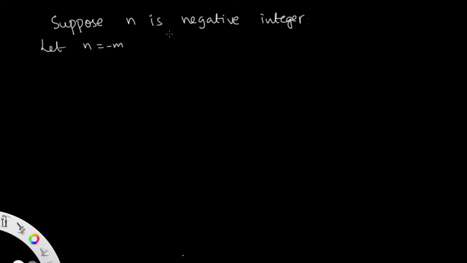Suppose n is a negative integer. Previously we took all positive integers; now we have to prove it for negative integers also. That is, let n equal to minus m. So then m equal to minus n. Why? Because I am taking the negative as m, so there is no need to write the negative term. That's why m equal to minus n, and then m is positive.